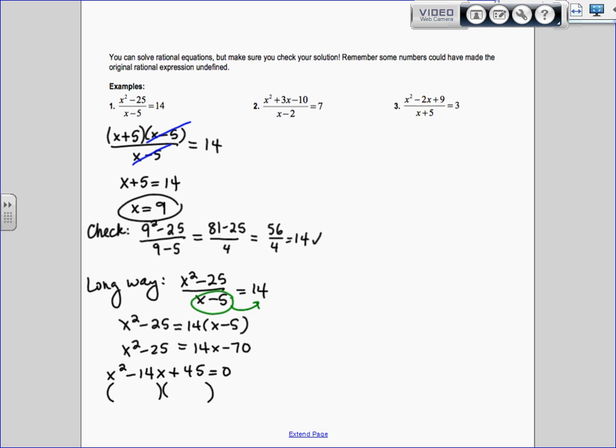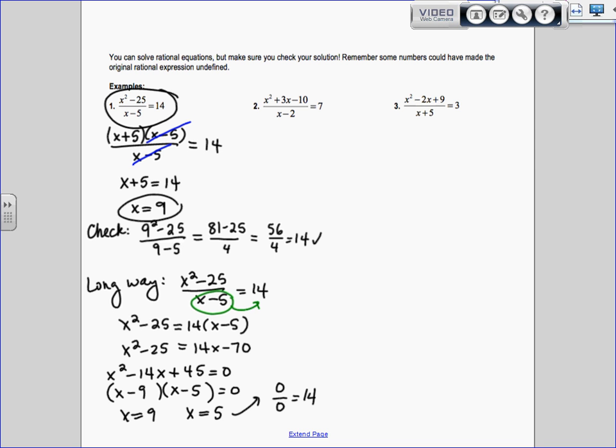And then I'm going to factor. So I have x minus 9 and x minus 5. I get 2 solutions. I get 9 and I get 5. So this one had one more solution than the shortcut. We got 5. But if I check that, when I plug it in here, I have 0 over 0 equals 14. Right? So that doesn't work.